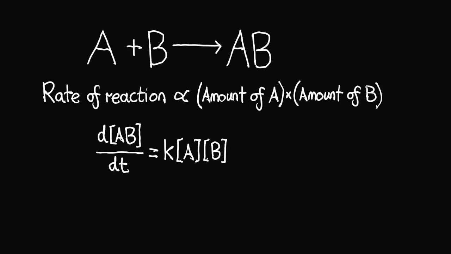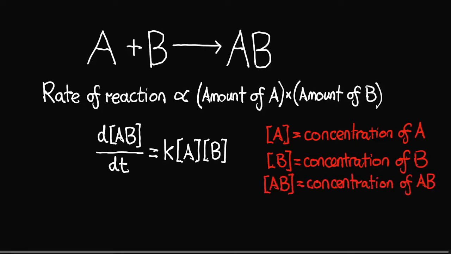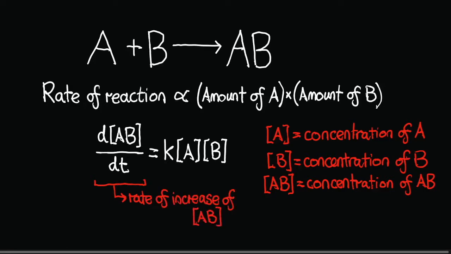So k is just the constant of proportionality, and the square brackets here are just the standard way in chemistry to denote the concentration. That's equivalent to the amount. So what we have now is that the rate of increase of the concentration of AB is equal to k times the concentration of A times the concentration of B.